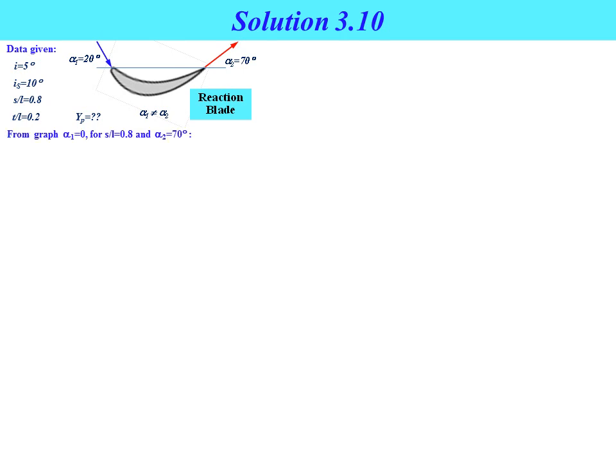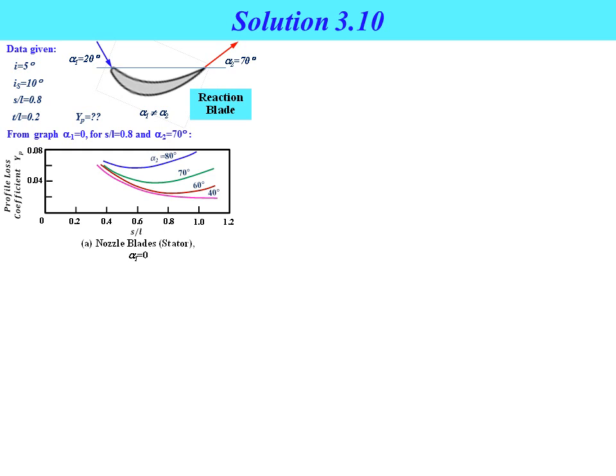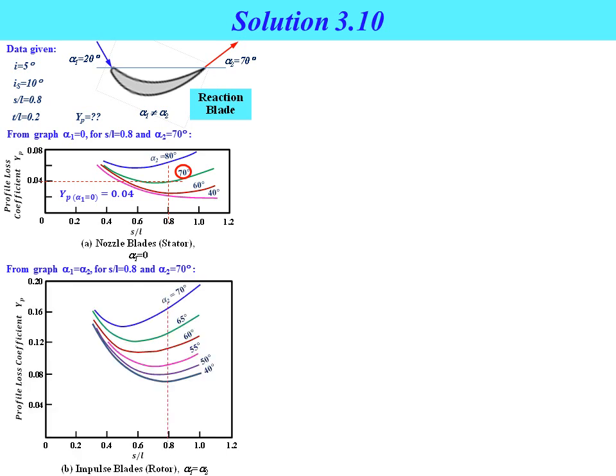So from graph alpha 1 equal to 0 for S over L equal to 0.8 and alpha 2 equal to 70 degree, we can obtain the value of YP when alpha 1 equal to 0, which is equal to 0.04. From graph alpha 1 equal to alpha 2 for S over L equal to 0.8 and alpha 2 equal to 70 degree, we can obtain the value of YP when alpha 1 equal to alpha 2, which is equal to 0.065.